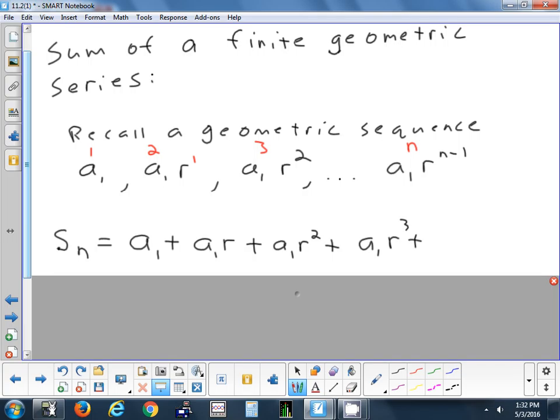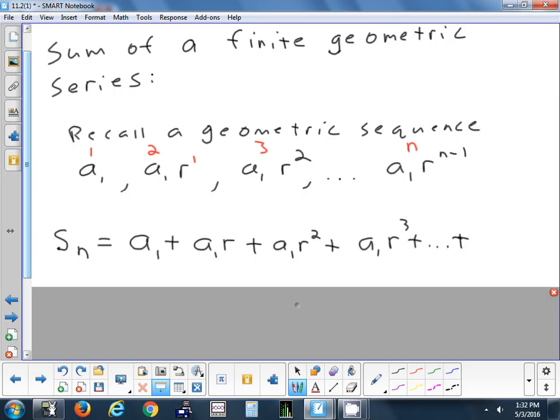And now there's going to be a bunch of terms. Maybe we add up the 5th, the 6th, the 7th, the 8th, the 9th. And now finally we're at the nth term. What's my nth term? a sub 1 r to the n minus 1. Good.